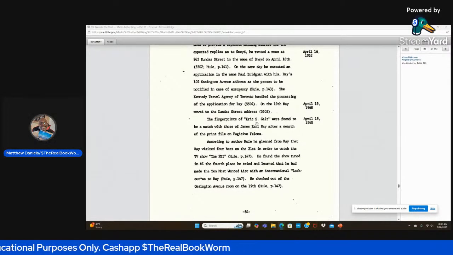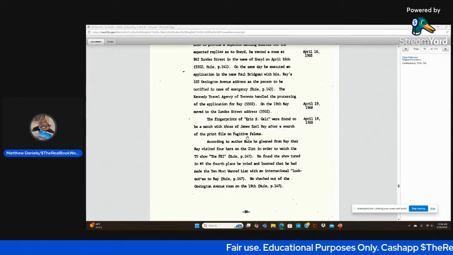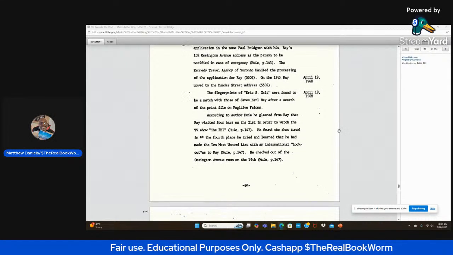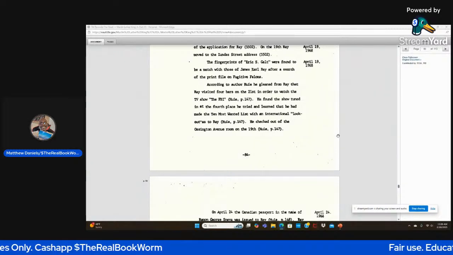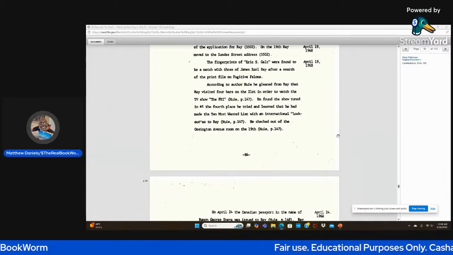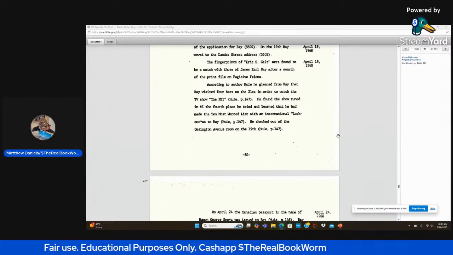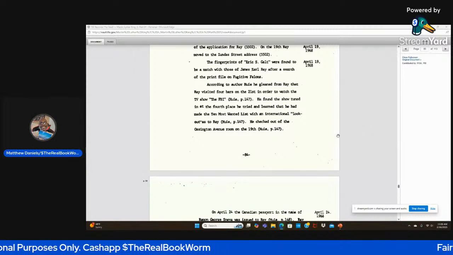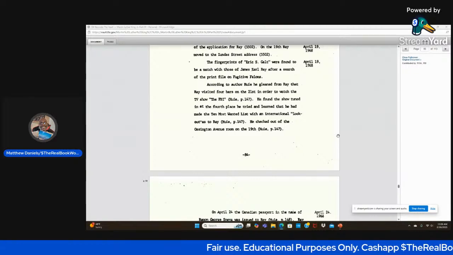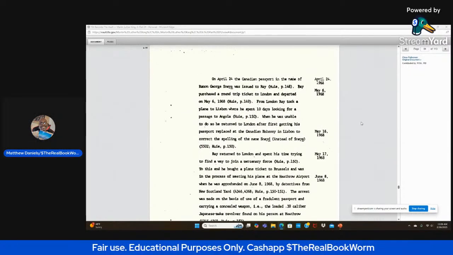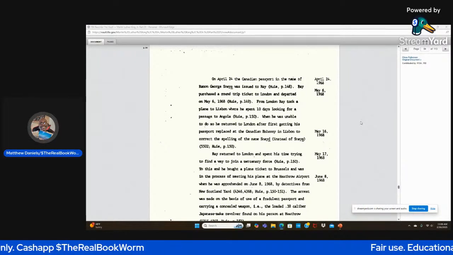The fingerprints of Eric S. Galt were found to be a match with those of James Earl Ray after a search of the print file on fugitive felons. According to Arthur Huey, he gleaned from Ray that Ray visited 4 bars on the 21st in order to watch the TV show The FBI. He found the show tuned in at the 4th place he tried and learned that he had made the 10 most wanted list with an international lookout as to Ray. He checked out of the Ossington Avenue room on the 19th. On April 24th, the Canadian passport in the name of Raymond George Sneed was issued to Ray.